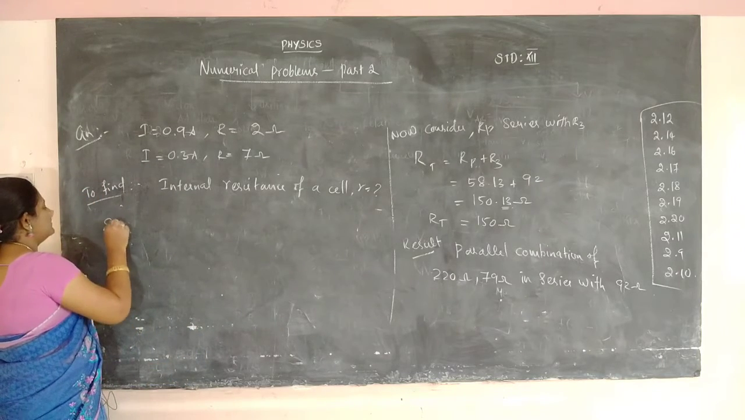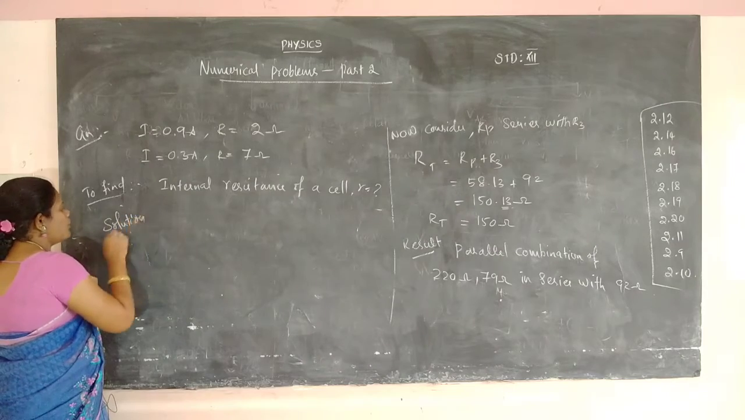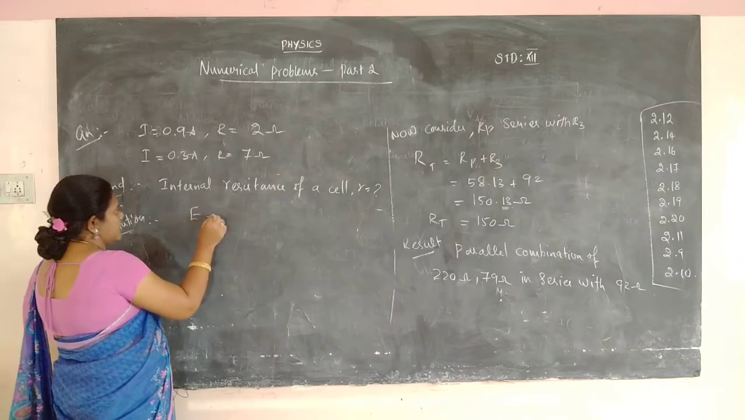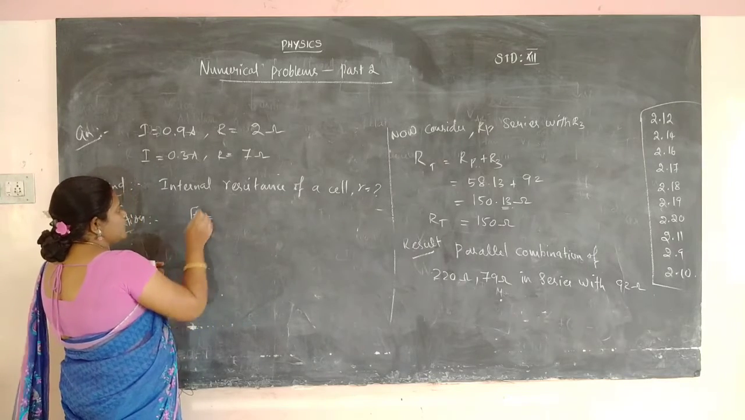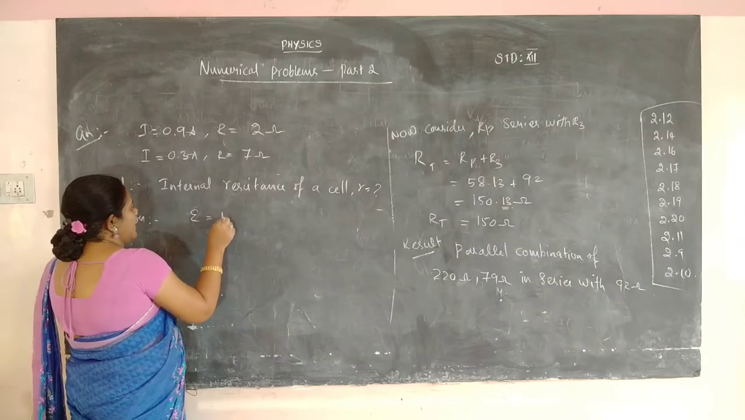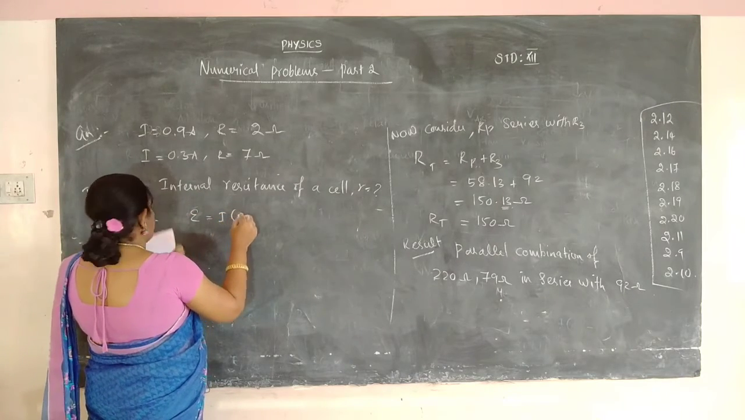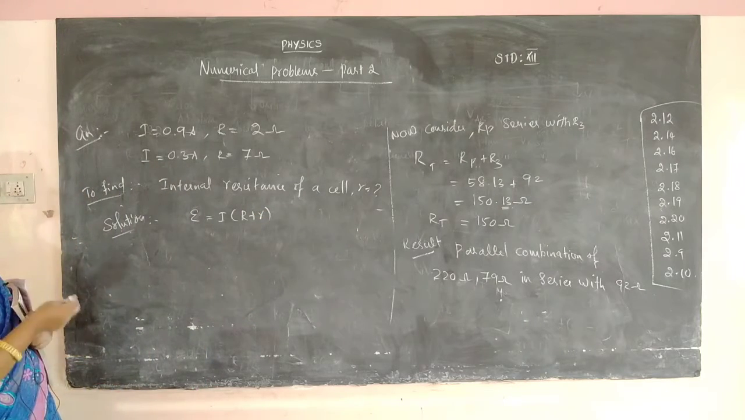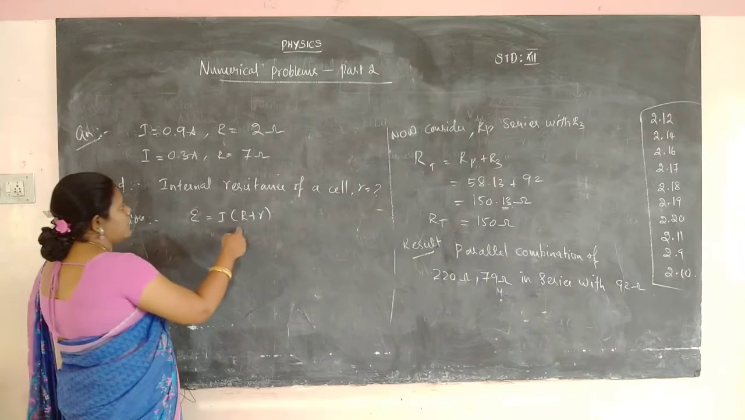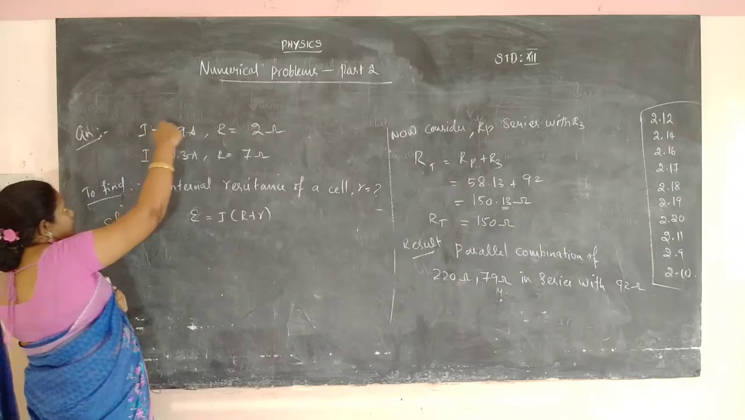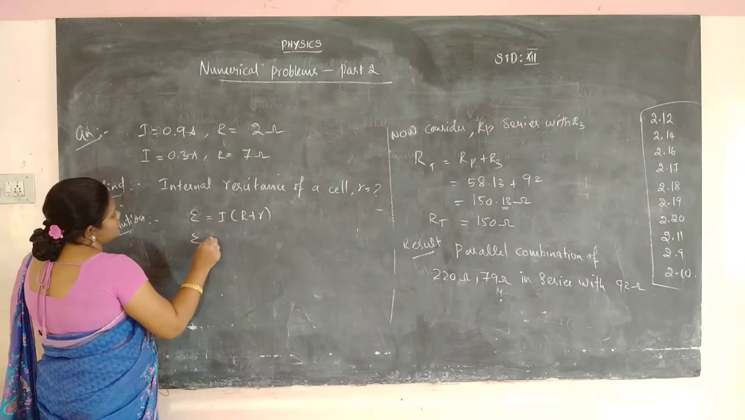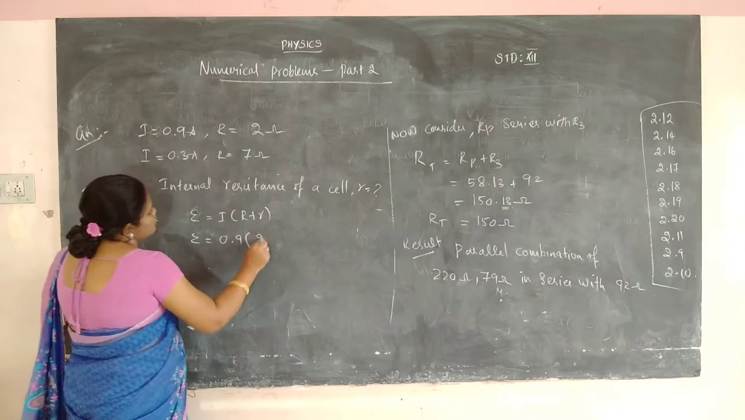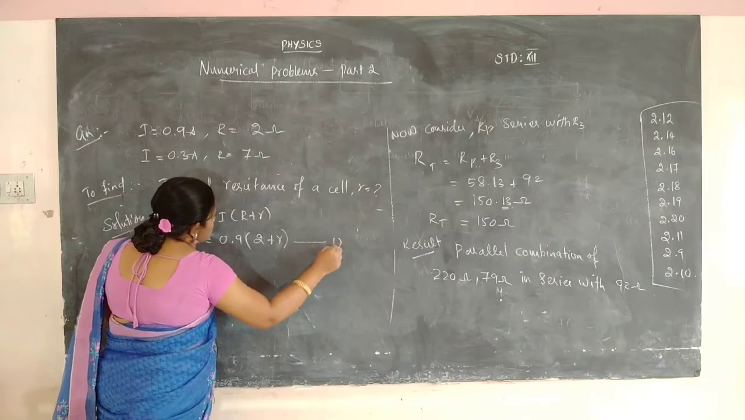So first, solution. We should know one formula. What's the formula? E is equal to I into R plus r. This is the formula we use to find the internal resistance. So E is equal to I into R plus r. First we substitute the I and R values. So E is equal to 0.9 into R plus r, what's the R? 2 plus r. You have to take this as equation 1.